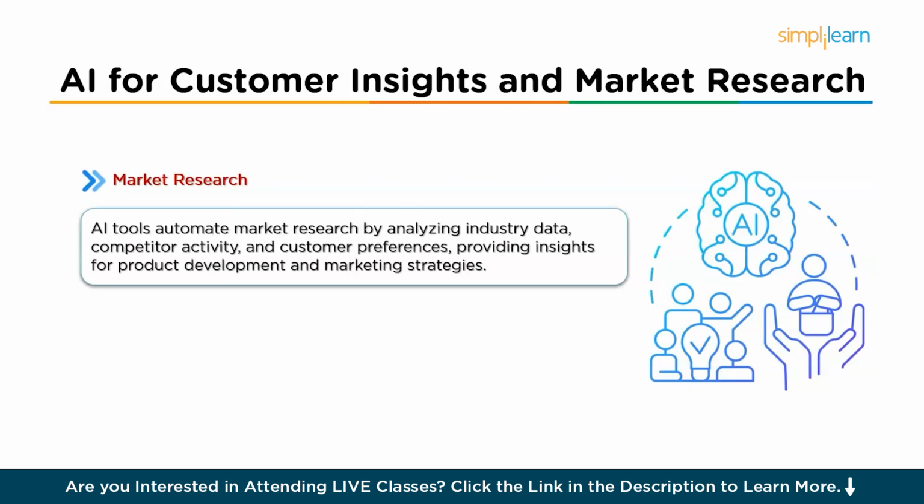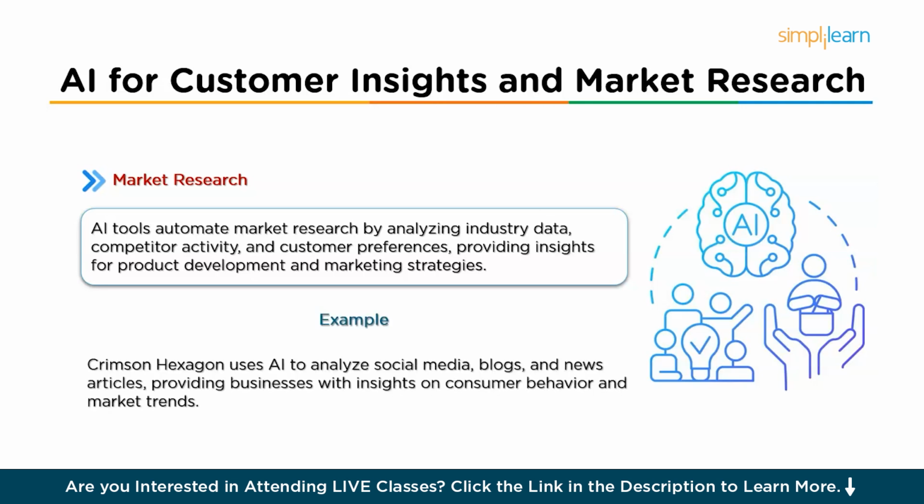And then there is market research. AI-powered tools can also automate market research by analyzing industry data, competitor activity, and customer preferences. For example, Crimson Hexagon uses AI to analyze millions of social media posts, blogs, and news articles to provide businesses with insights on consumer behavior and emerging market trends.